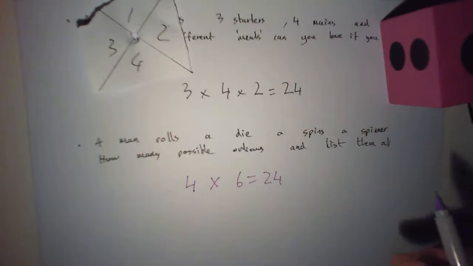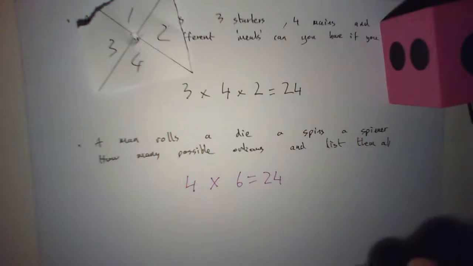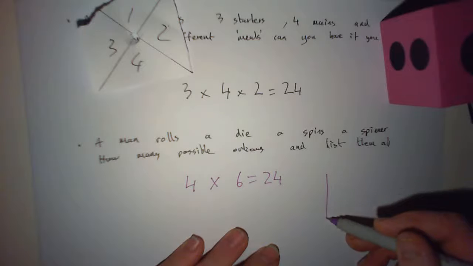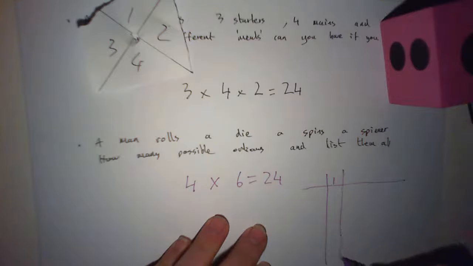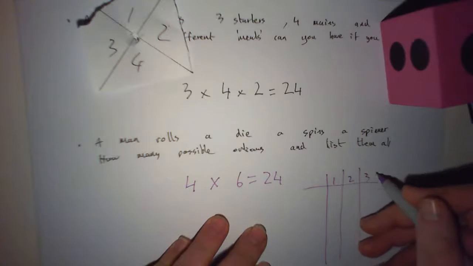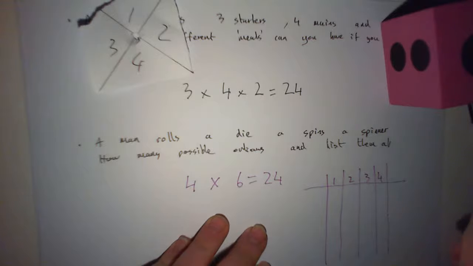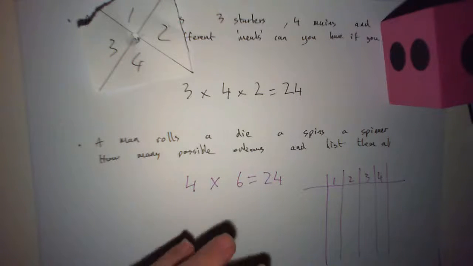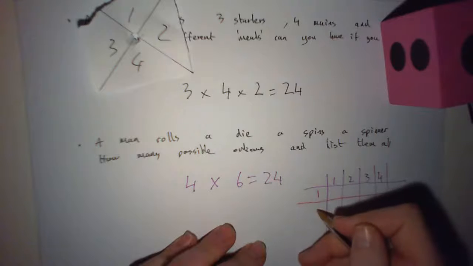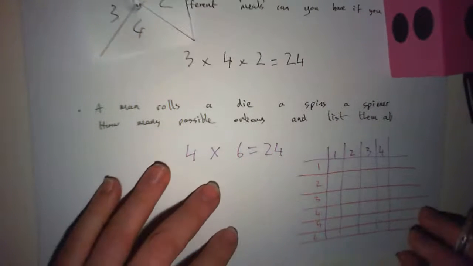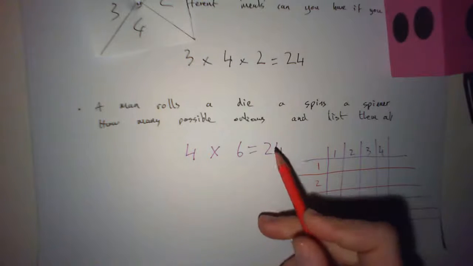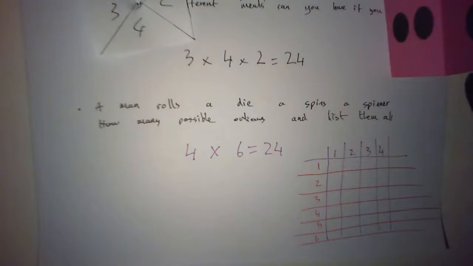Okay, so this is where it's going to get a little bit fun. So, how do we do it? Well, let's do a table. I have 4 possibilities, so there's 1, 2, 3, 4. I have 6 possibilities. Let's do these in a different color. 1, 2, 3, 4, 5, 6. So you can see it's a big table, but why is it a big table? Because there's 24 possibilities.